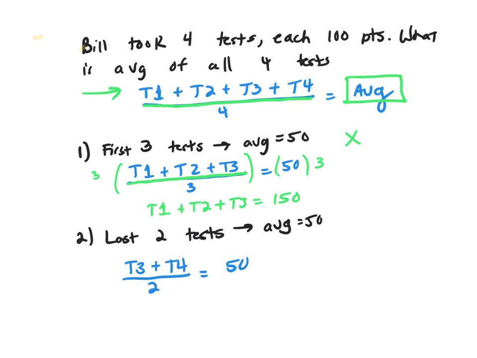Forget clue 1. Look at clue 2. The last 2 tests, the average is 50. So you sum up the last 2 tests, test 3 and test 4, and divide by 2, and that gives you 50. Now that also tells you that test 3 plus test 4 equals 100. But this clue 2 doesn't tell me anything about test 1 or test 2, so it doesn't work independently.